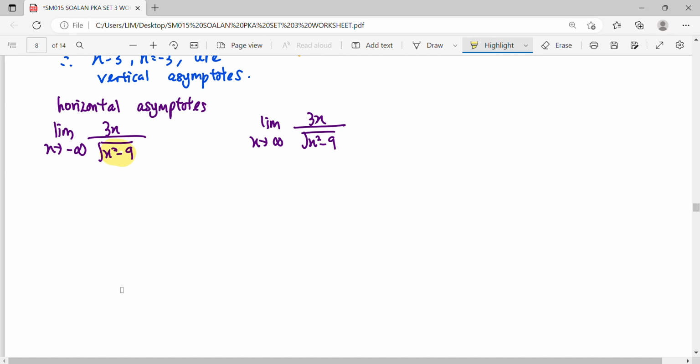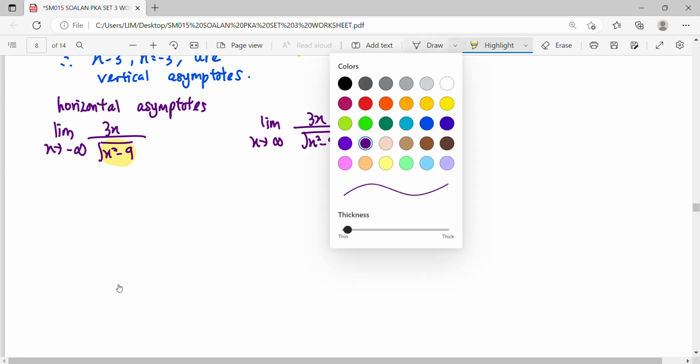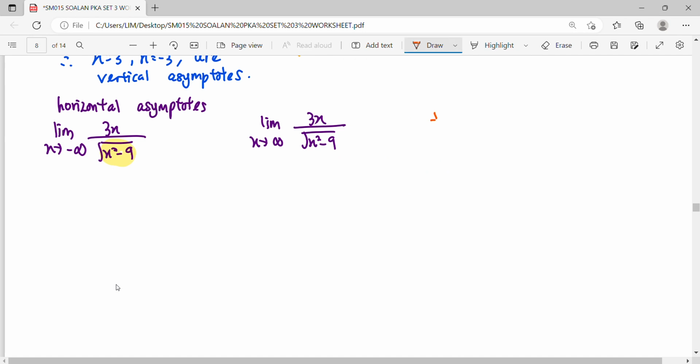our priority will go to the square root first, right? So actually, to simplify this function, we are going to divide by the square root of x squared. In other words, it is equal to modulus x. So we're going to pick whether positive x or negative x, depending on where your x approaches.